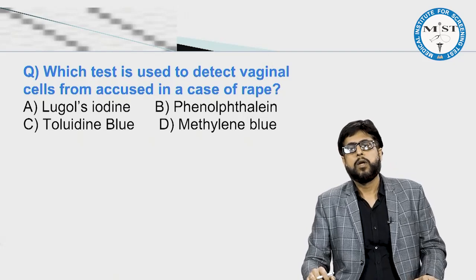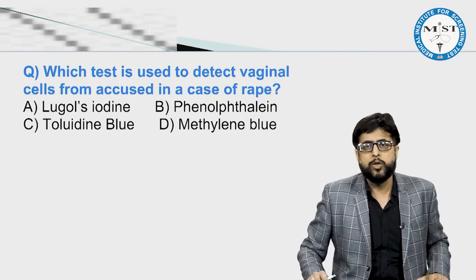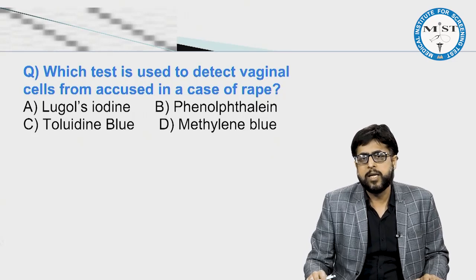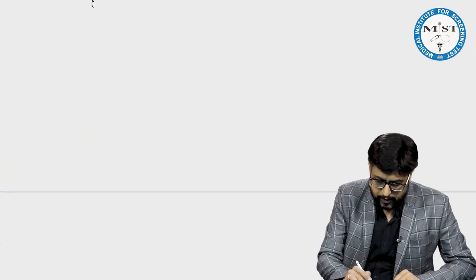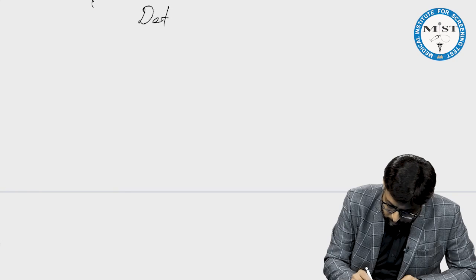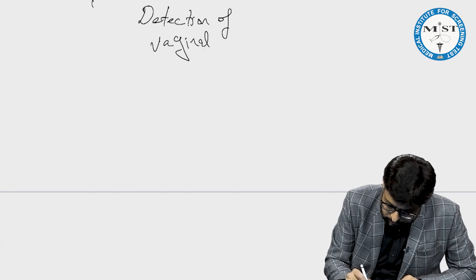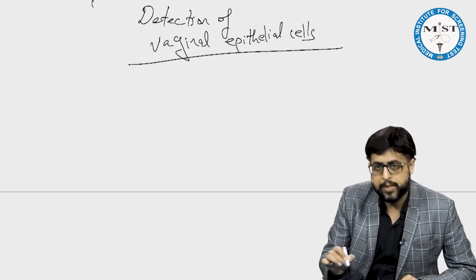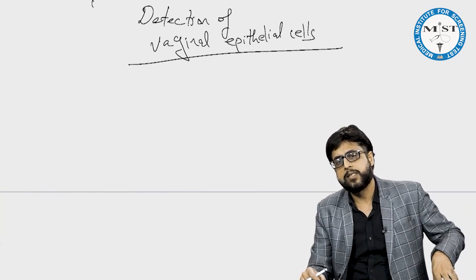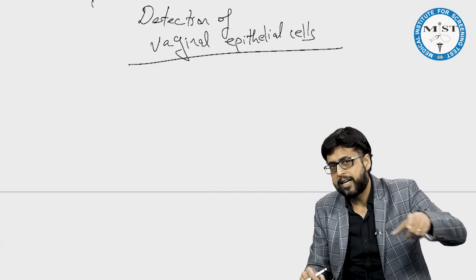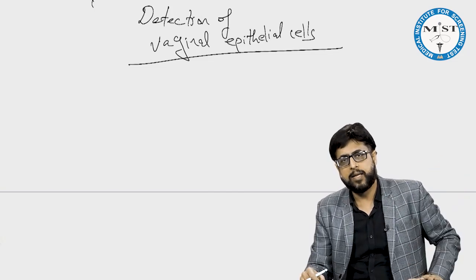Can you tell me the answer? Which of the following tests is used to detect vaginal cells from the accused in a case of rape? Let us discuss. Detection of vaginal epithelial cells. The basic concept is simple: if we are able to detect vaginal epithelial cells from the male accused, that means he must have had sex with that girl.